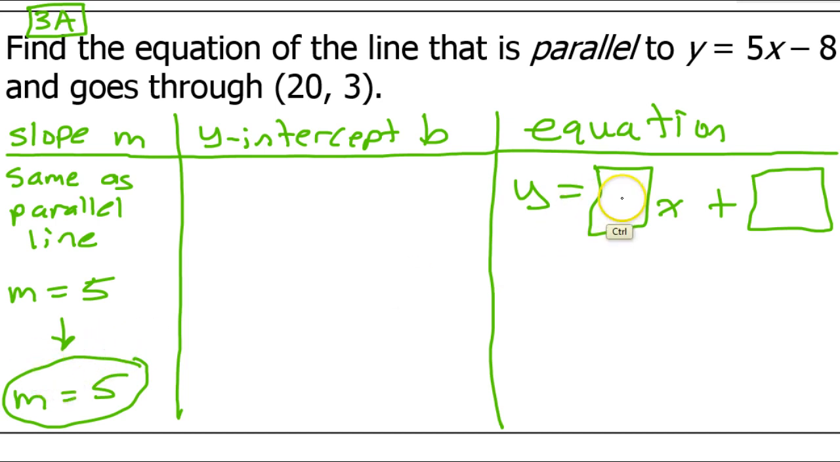All right, so I have the slope. By the way, the y-intercept of the parallel line doesn't give me anything. So please don't try to use that. Don't put that in for b or anything like that. That would be wrong. But they have the same slope, so I get to use the 5. So the rest of the problem is the same as what we've been doing.